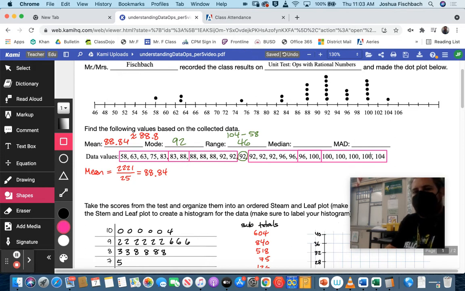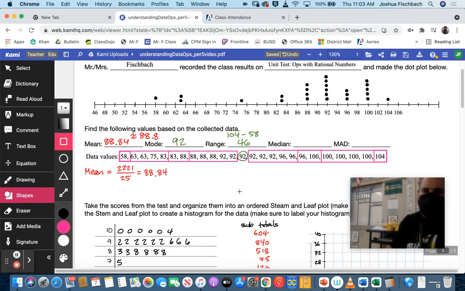And then remember the other point of data we need for the box plot is our extremes. 104 is one extreme and 58 is the other extreme. So you can see that just by doing that with our list, we have all 5 points of data for our box plot. So when we need to do that later on, we already have it in place.